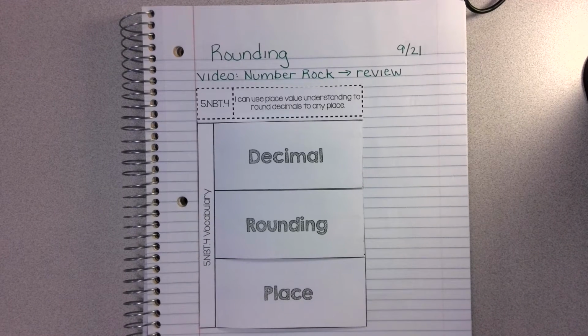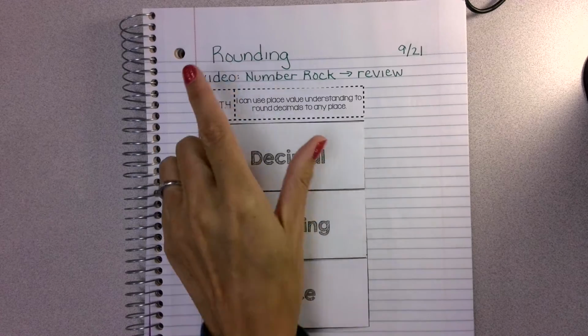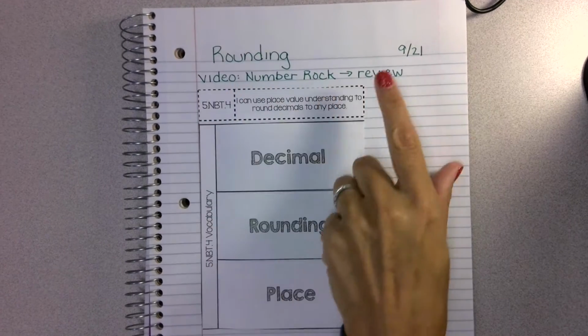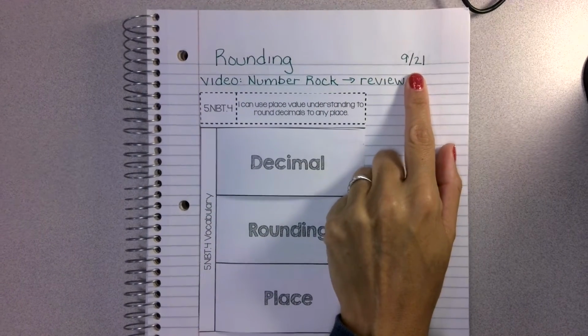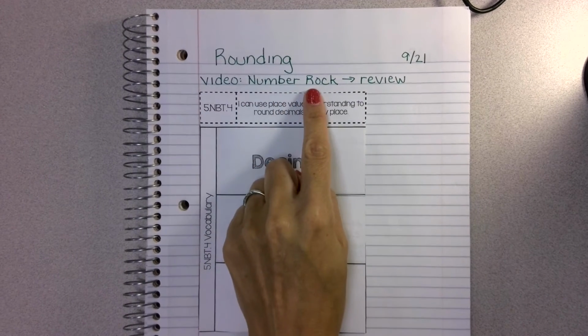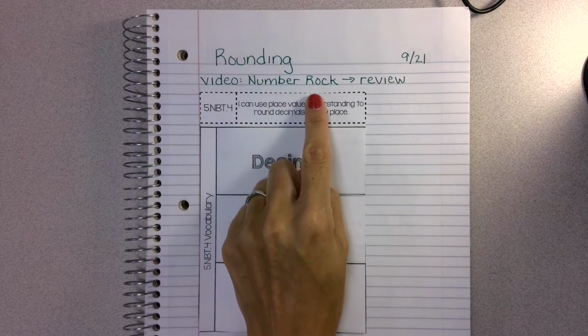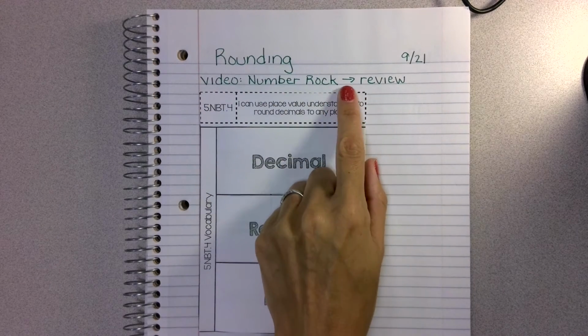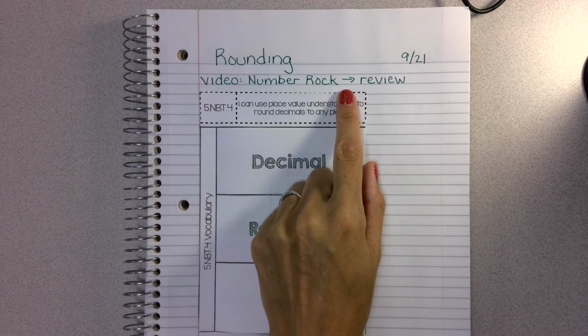So on the top of your page, turn to a clean page, write the title rounding and today's date, which is the 21st. You guys just got done watching a video called Four Number Rock. It was a review. You don't need to write that part. I just wrote that in there in my notes. I knew that you guys watched that.